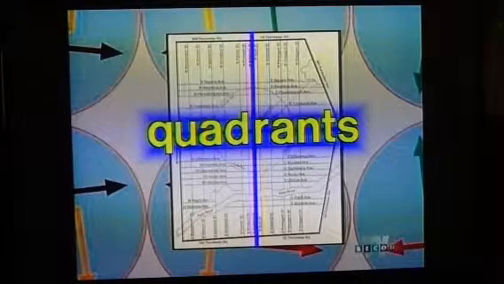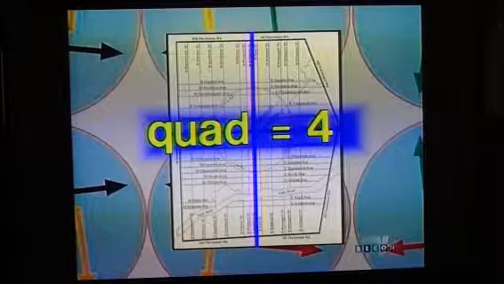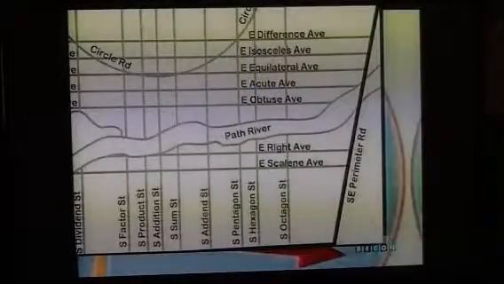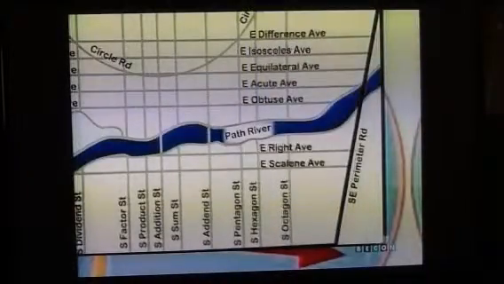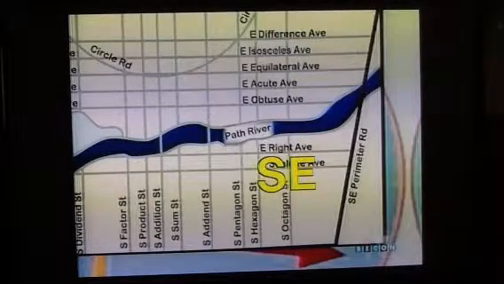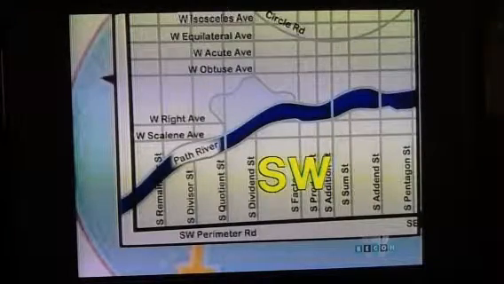There we go. Maptown, USA is divided into 4 sections called quadrants. The word quad means 4. Therefore, we have 4 sections or quadrants in our town. We have a northeast quadrant, a northwest quadrant, a southwest quadrant, and a southeast quadrant. There is also a river which flows through our town called Path River. It passes through 2 of the quadrants, the southeast and the southwest.